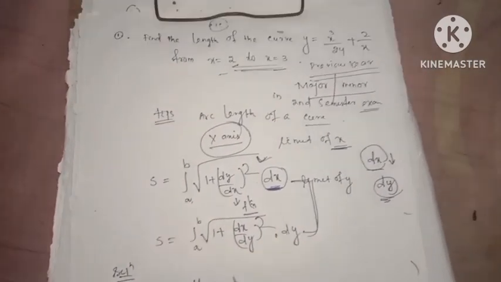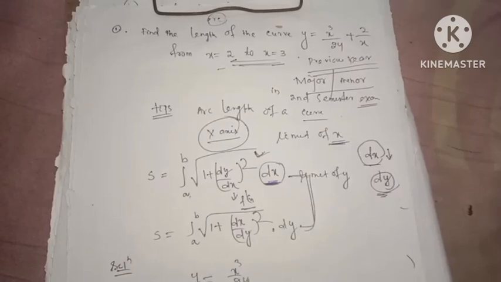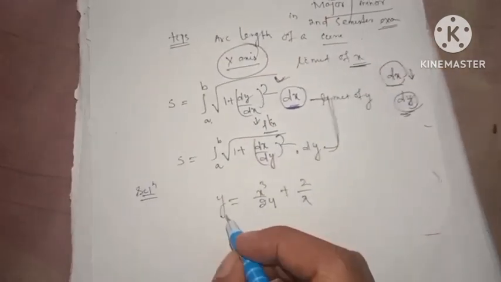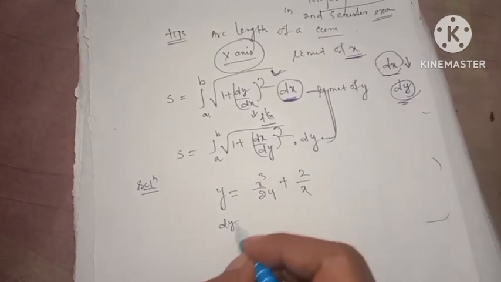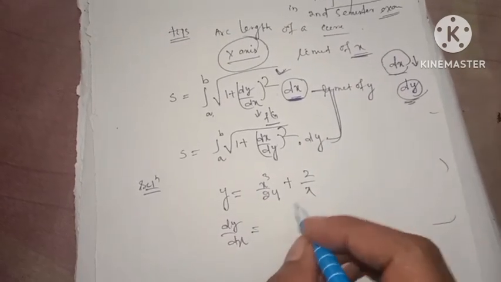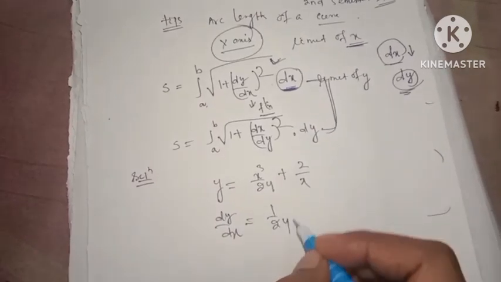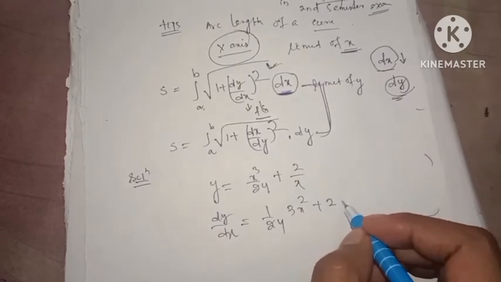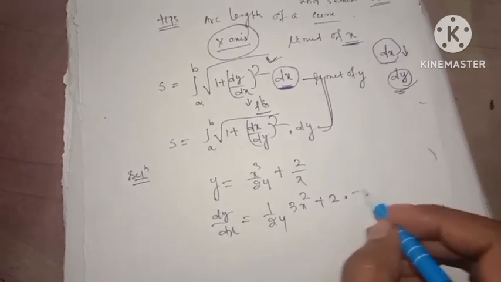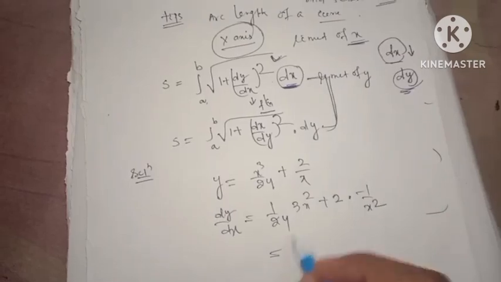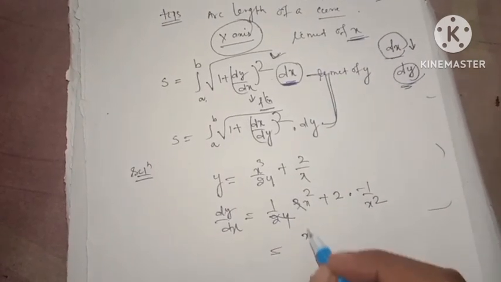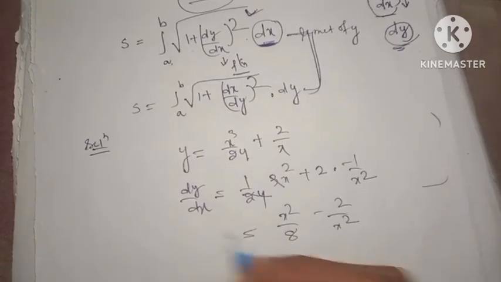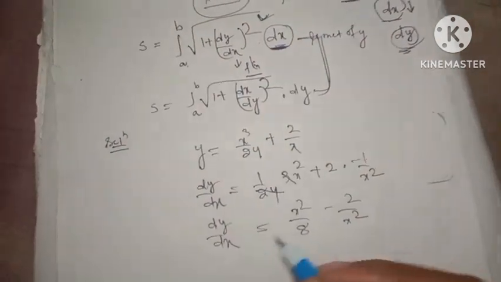Given that y equal to x cube over 24 plus 2 over x. So find the derivative of y, that means dy by dx. 1 by 24 will be constant. The derivative of x cube is 3x square. Plus 2 will be constant. The derivative of 1 by x is minus 1 by x square. So the 3 will cancel with 24 to give 8. So x square over 8 plus minus minus 2 by x square. This is the derivative, dy by dx.